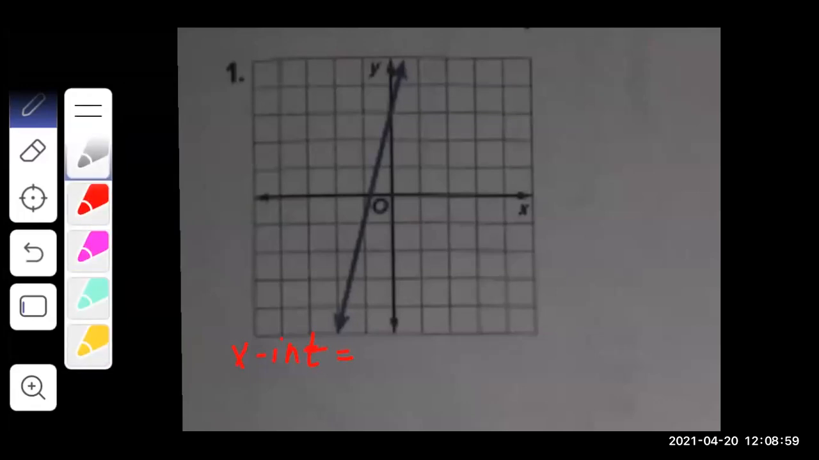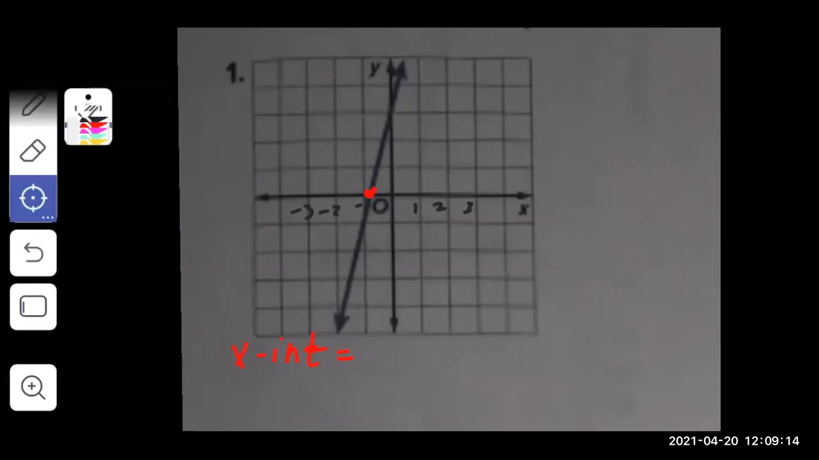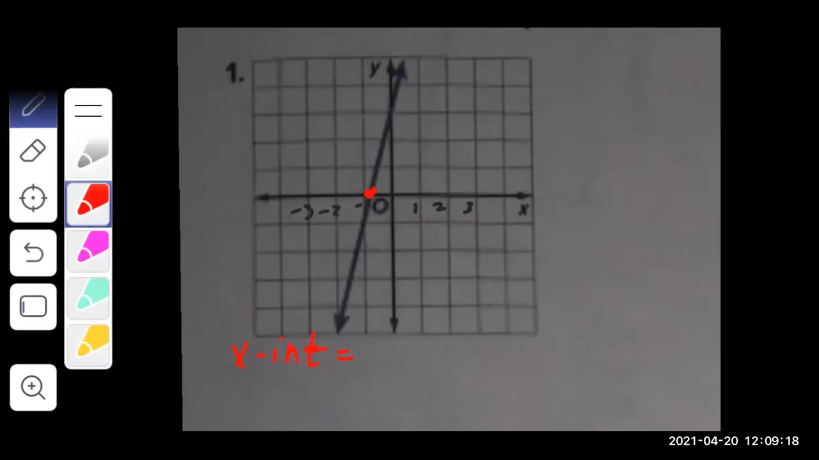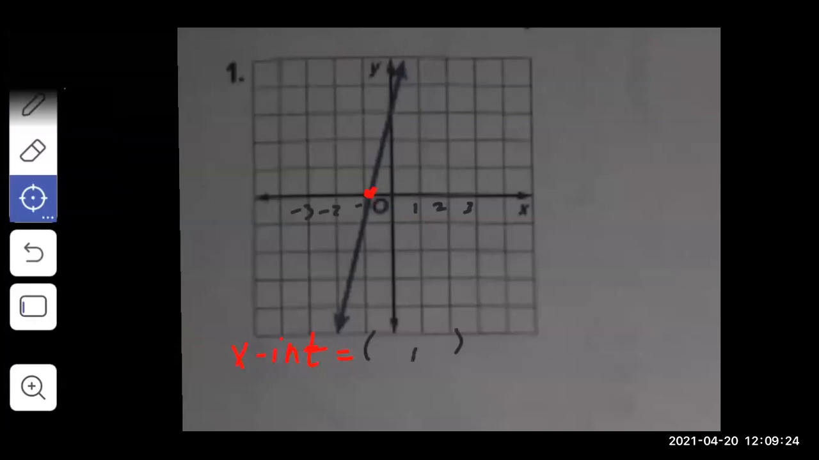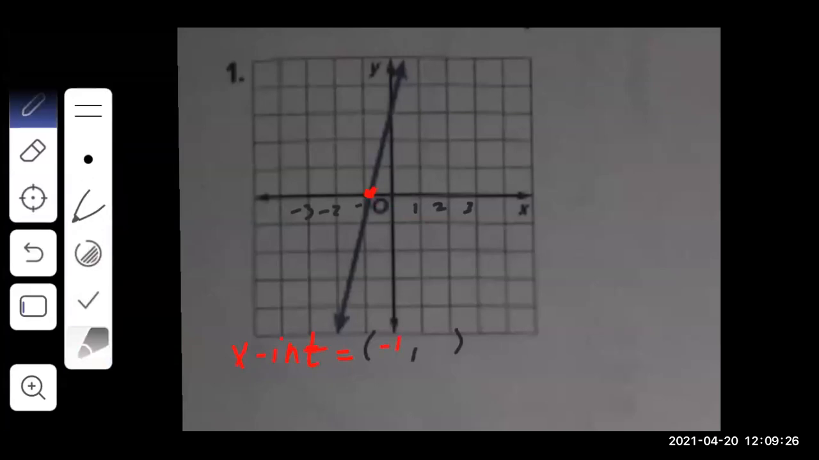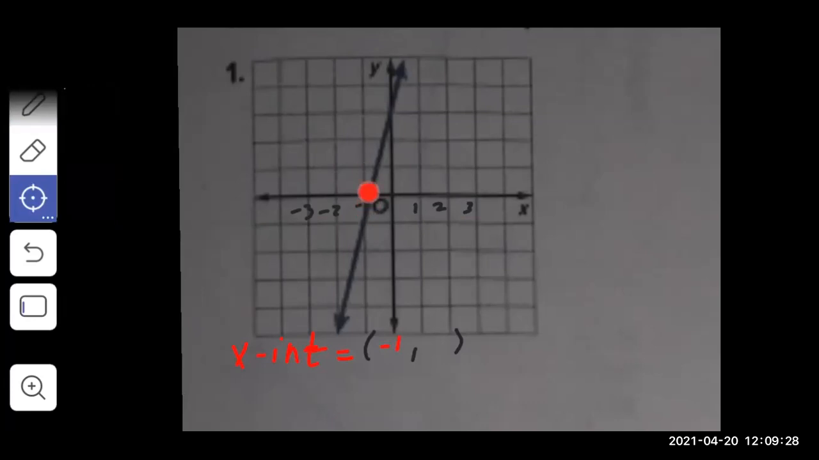What is that point, guys? This is 1, this is 2, this is 3, this is -1, -2, -3. We can say that it is -1. This point, guys, is the x-intercept. That is where the graph crosses the x-axis, which is x = -1. Let's copy it, guys. (x, y). What is the value for x? You said for x it is -1. And for y, guys, how many units is this point up or down?